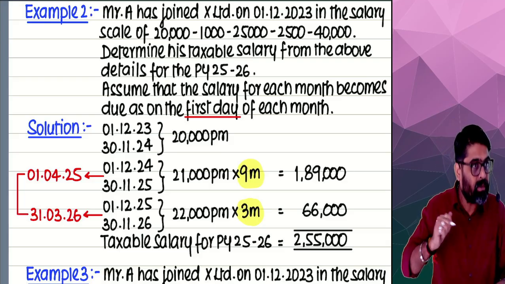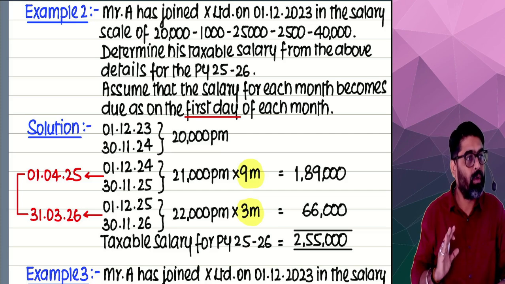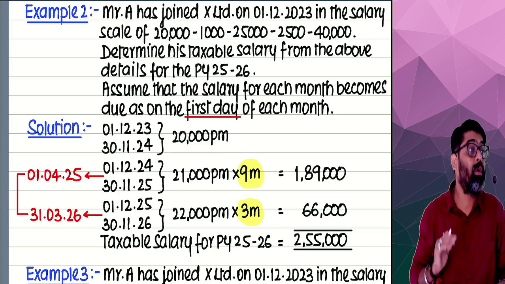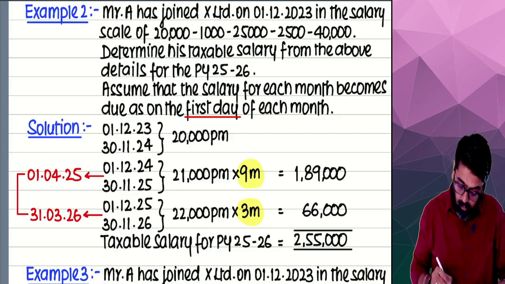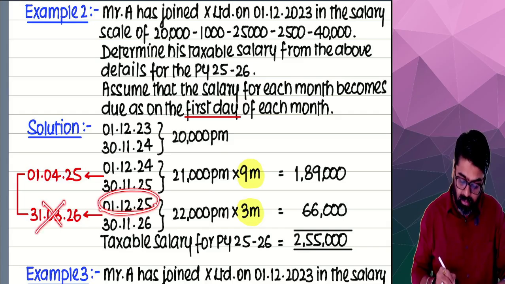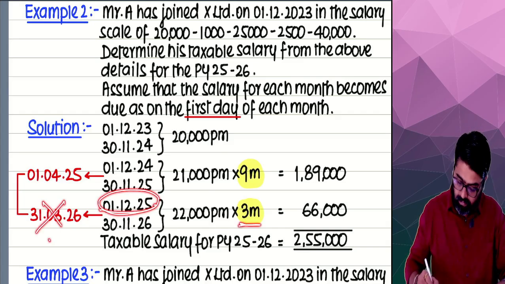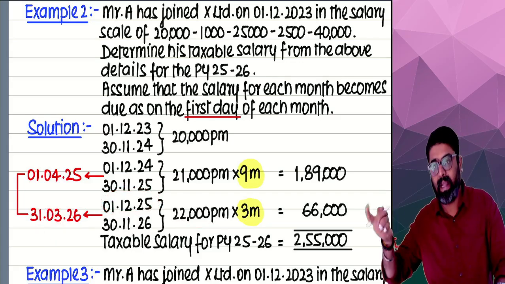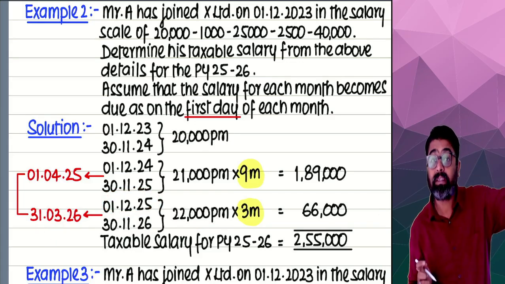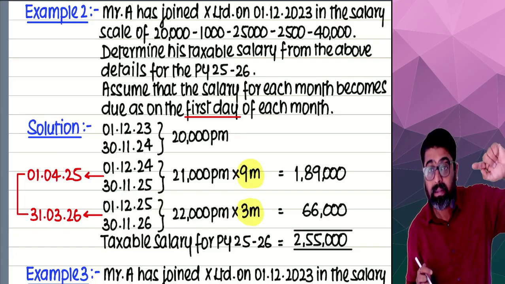Should I take the March month salary? I will take only till February, because till February the salary is becoming due in this year. So from December to February, 3 months, 22,000. So this year's March becomes due in next year. Likewise, last year's March will become due in this year.